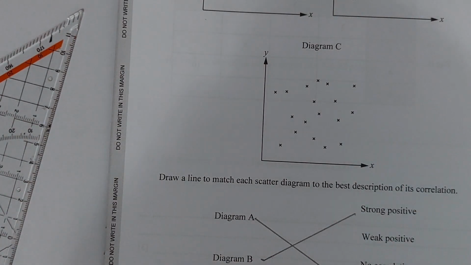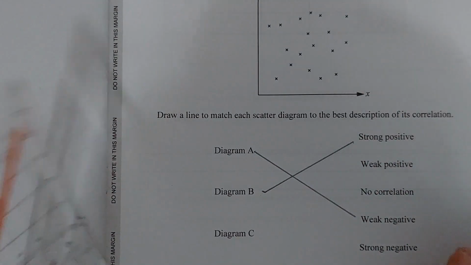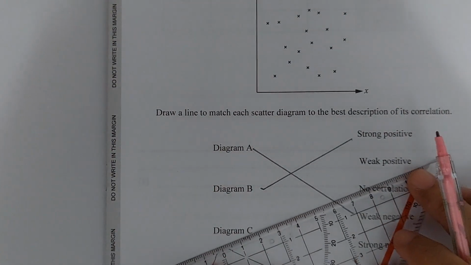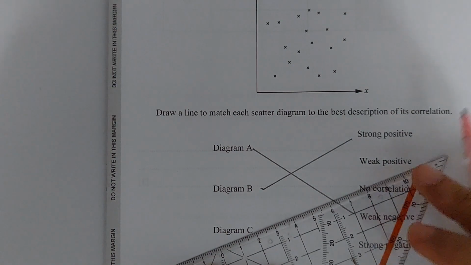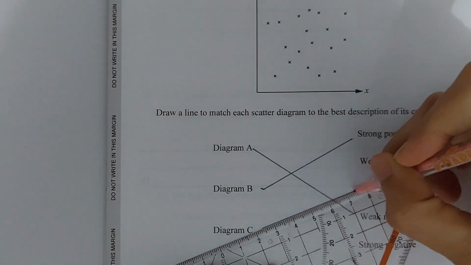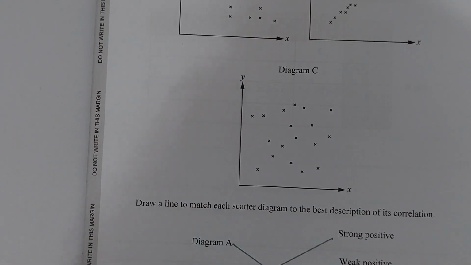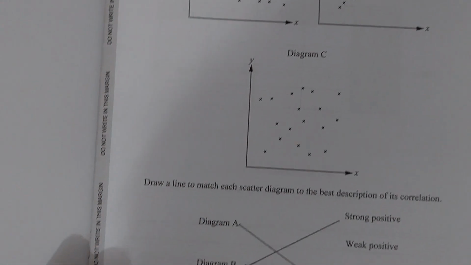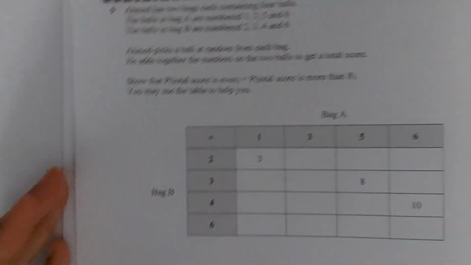This one is the example of what? No relationship. You cannot see whether the points are going up or going down. So basically on C, those two variables have no correlation at all. Okay, so that's the example of the scatter diagram. I hope that you're clear with that. And then we go to the next one, number 9.